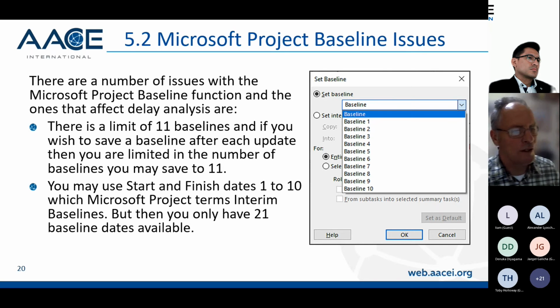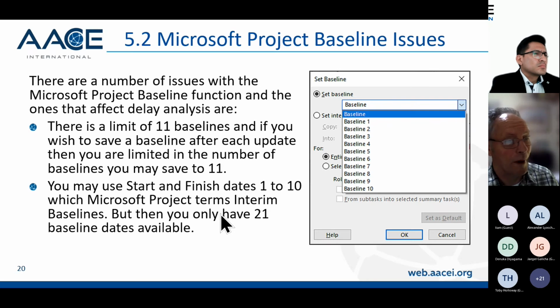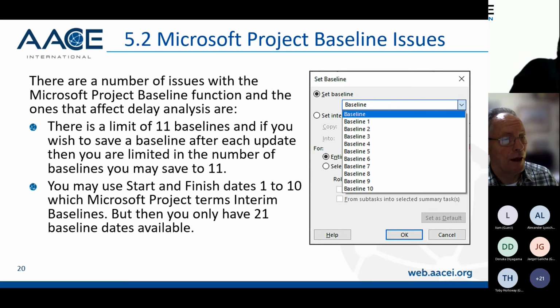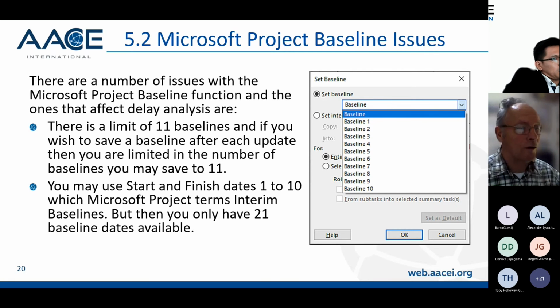There are also start and finish dates 1 to 10. So if you have an unresourced schedule, you can use the start and finish dates. They're called interim baselines. So you therefore have a total of 21 baselines at the most in Microsoft Project, unless you start using custom fields and that sort of thing, which gets fairly complex. So one of the issues with Microsoft Project is the limit on the number of baselines.